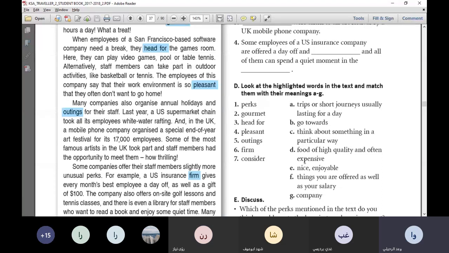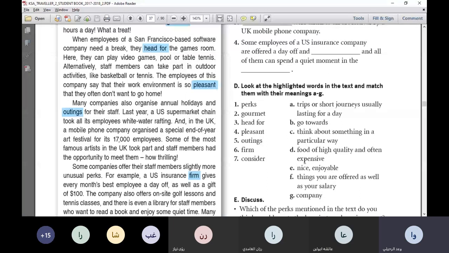Number two, gourmet. What is the gourmet? Food of high quality and often expensive. Very good. So number two is D, food of high quality. Number three, head for something or someone. Go towards. Very good, Aisha. Go towards, which is B.